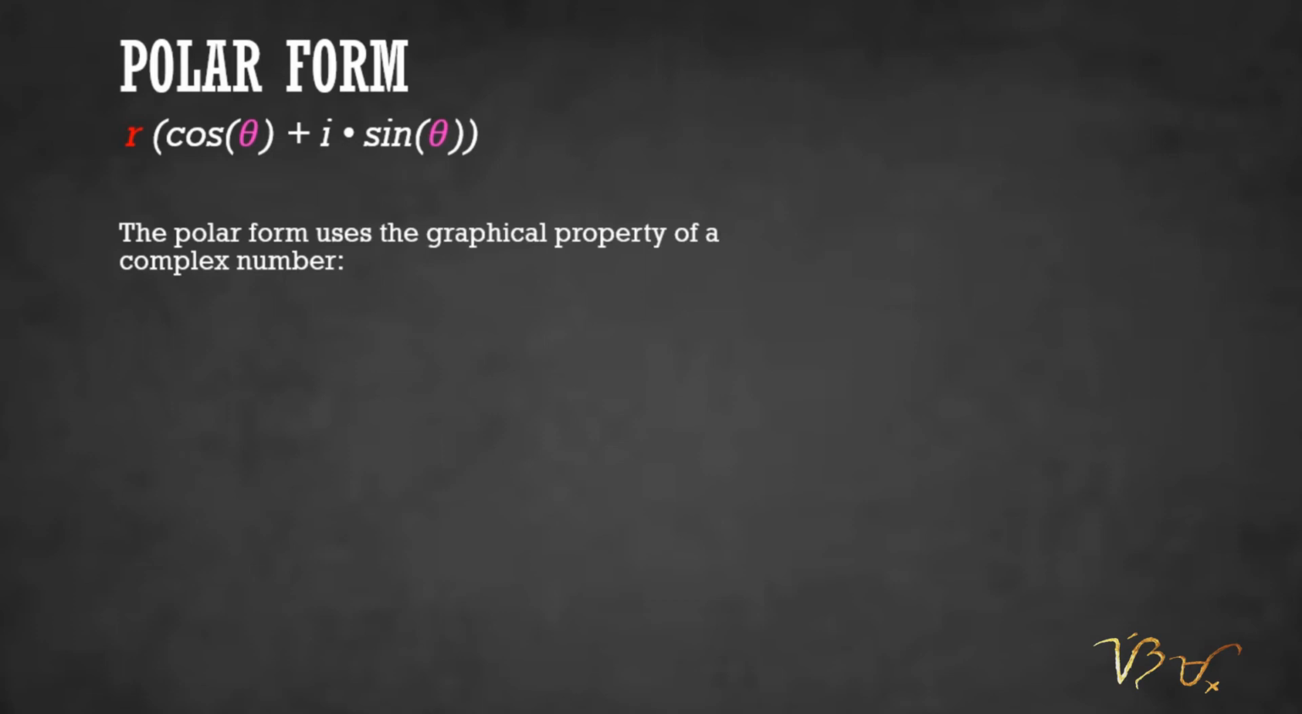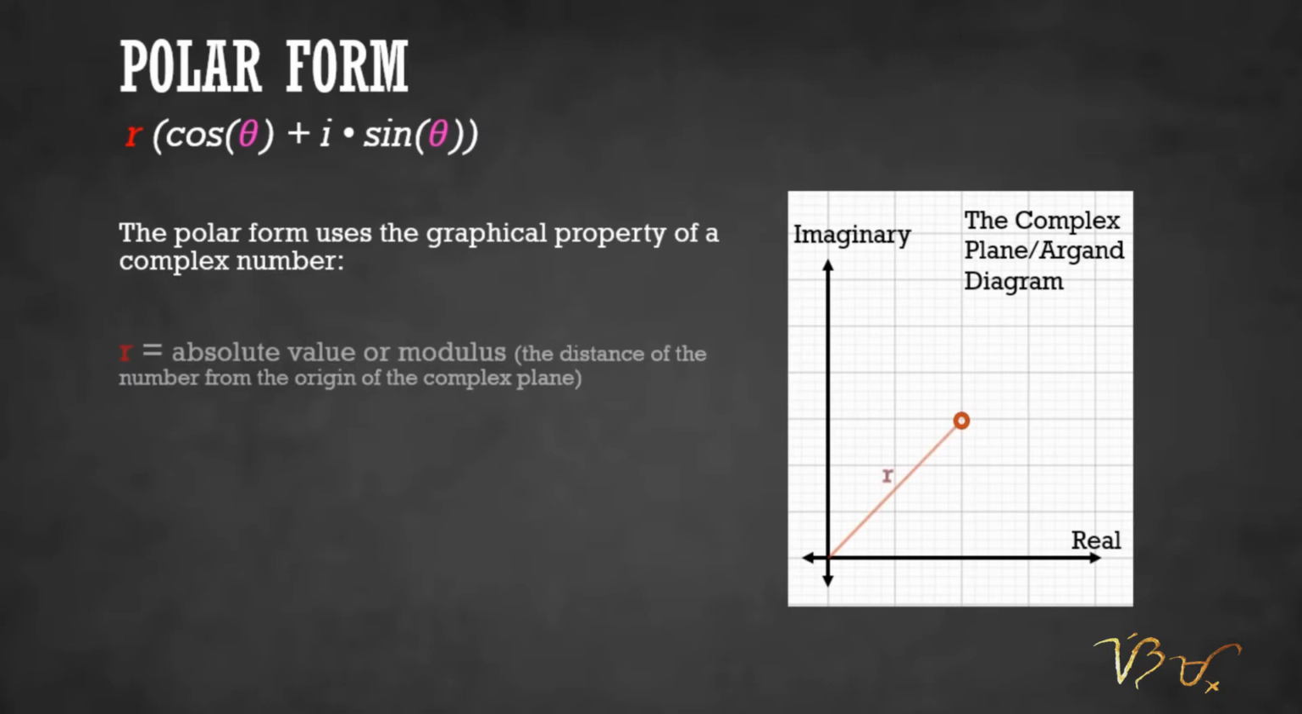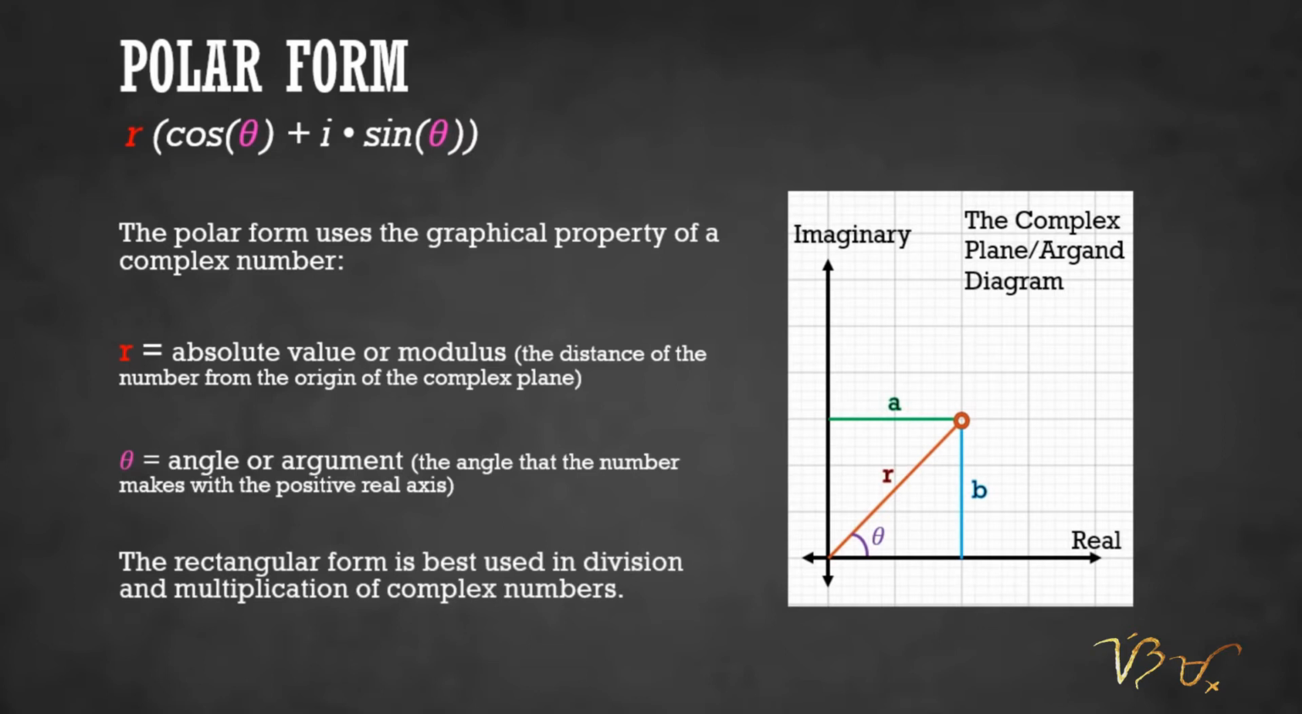Polar form follows r times cosine of theta plus i times sine of theta. The polar form uses the graphical property of a complex number. In the Argand diagram, r is the absolute value or modulus. This is the distance of the number from the origin of the complex plane, while angle or argument theta is the angle that the number makes with the positive real axis. The polar form is best used in division and multiplication of complex numbers.